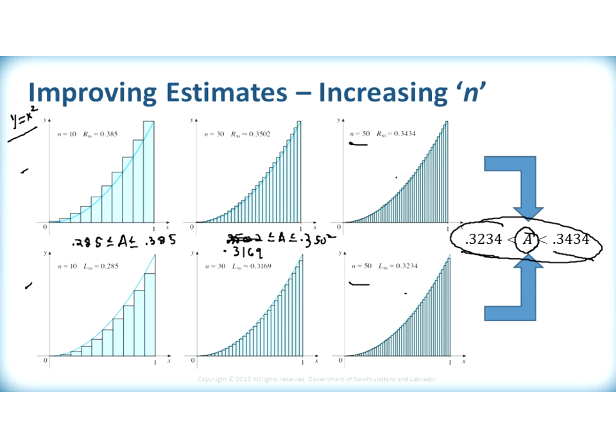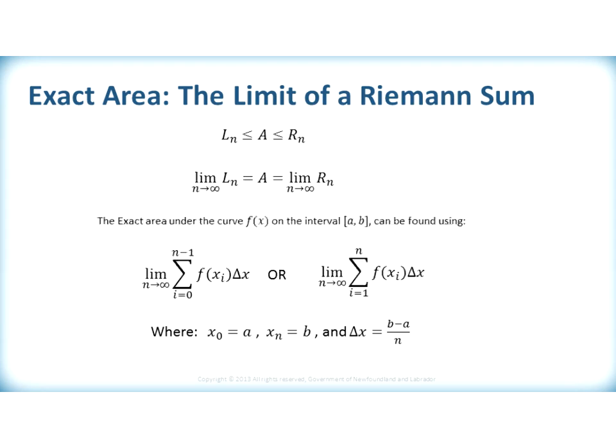So let's take a look at where this is heading. What we're going to do is talk about exact area by using the limit of a Riemann sum. So remember, our left estimate was below the area, and our right estimate was above. Now that's not a truth that holds for everything. That only works if we have an increasing f of x. So f of x has to be an increasing function for this to hold, but that's okay, for the example we had anyway.